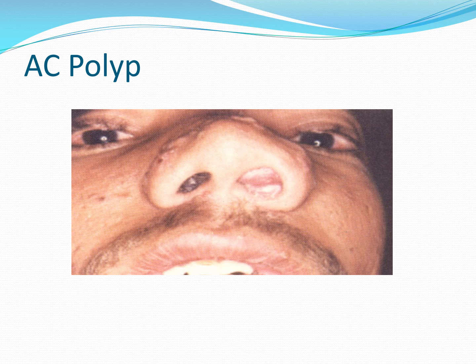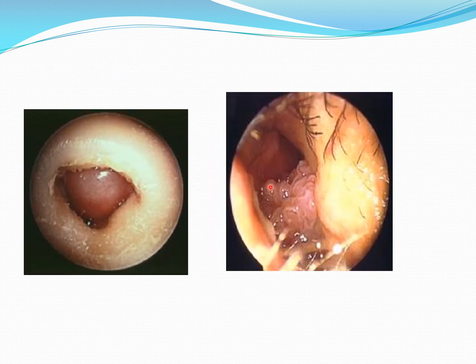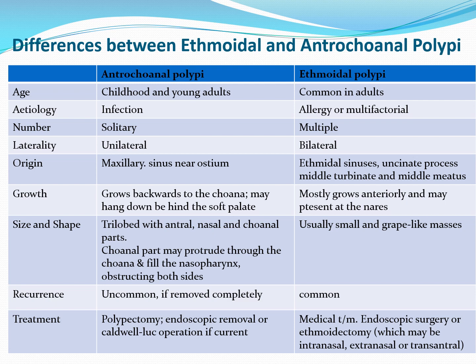You can see a unilateral enterochoanal polyp in this picture. This is the unilateral enterochoanal polyp; multiple grape-like structures are the ethmoidal polyp. These are the differences between ethmoidal and enterochoanal polyp. Enterochoanal is usually seen in children, ethmoidal usually seen in adults.